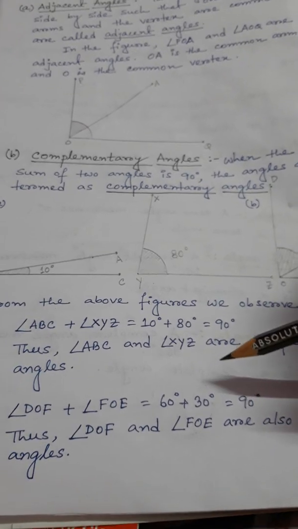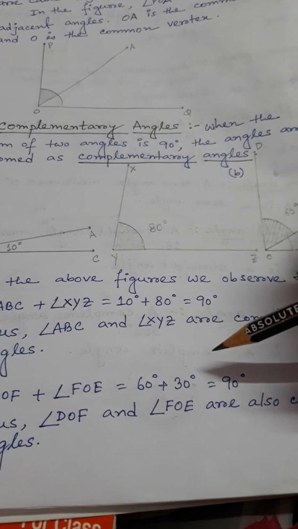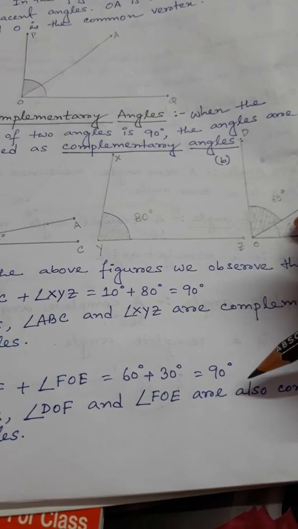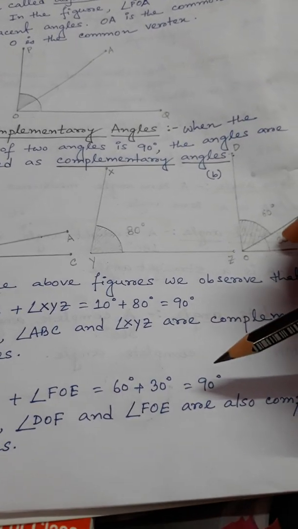Same thing in figure B: angle DOF plus angle FOE equals 60 degrees plus 30 degrees, which is 90 degrees. Thus angle DOF and FOE are also complementary angles.